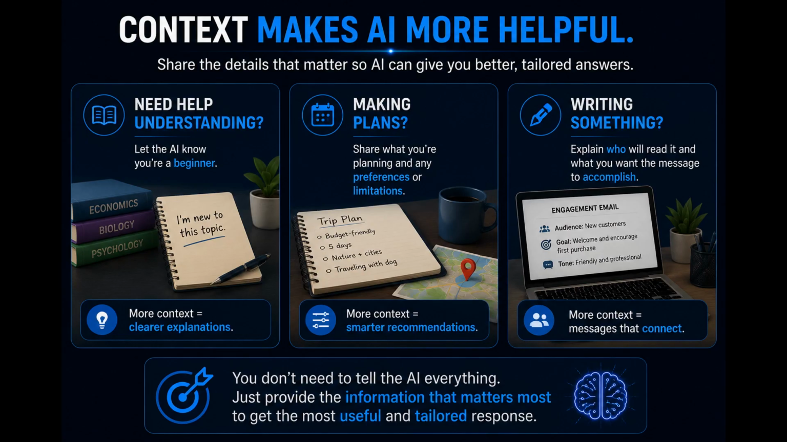Context can be useful for just about anything. If you need help understanding a subject, let the AI know you're a beginner. If you're making plans, share what you're trying to plan along with any preferences or limitations the AI should consider. If you're writing something, explain who will read it and what you want the message to accomplish. It isn't necessary to tell the AI everything, but providing the information that matters can help it give you a response that's better tailored to your needs.